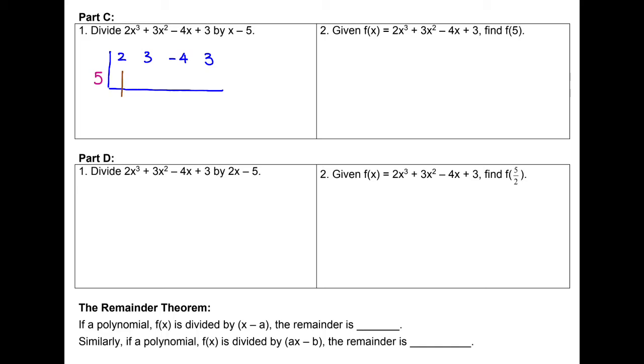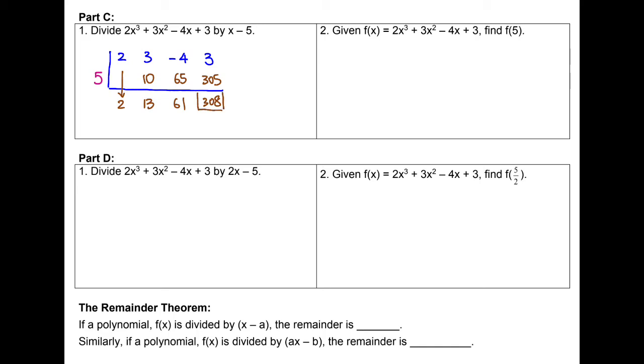Bring down the 2. 2 times 5, 10. Add 3 and 10 up, 13. 13 times 5, 65. Add negative 4 and 65, you get 61. You do 61 times 5, which is 305. Add 3 and 305 up, you get 308. One term for the divisor, one term for the remainder.